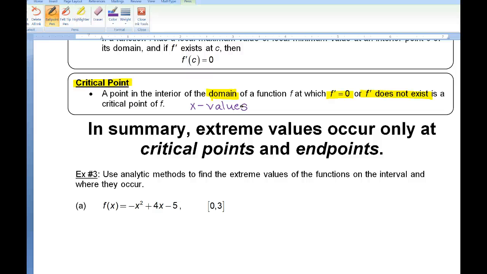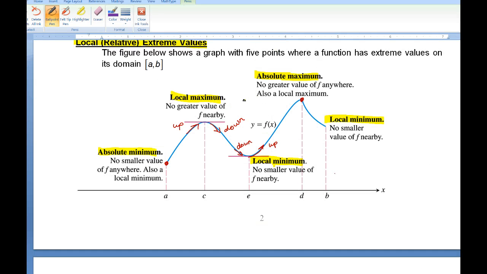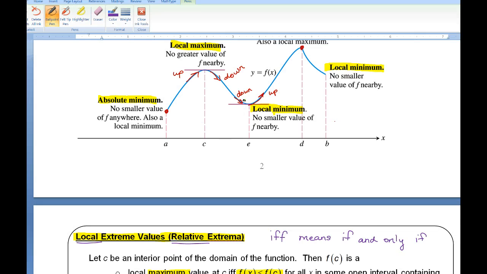Okay, so in summary, yes, the big bold letters: extreme values occur only at critical points and endpoints. So those are the two things. Remember back here, we had this. So maximums and minimums are going to occur where we have critical points. 1, 2, we have 3 critical points here. These were where the derivative was 0. This is where the derivative is undefined. And then we also have endpoints. So those are the only places where you could have maximums and minimums.